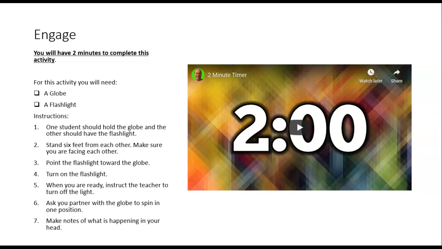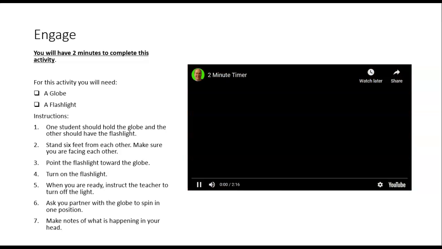But when the light is turned off, then the student would ask the person who is holding the globe to spin in one position. So they should be able to see where the flashlight hit the globe, and they would see that it will basically be the same spot all the time. And they will make notes of what is happening here in their head, and then we'll discuss it after.